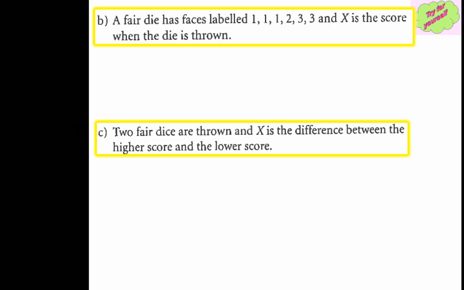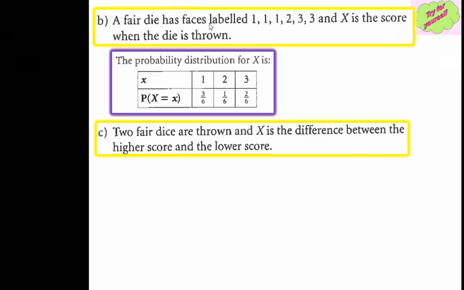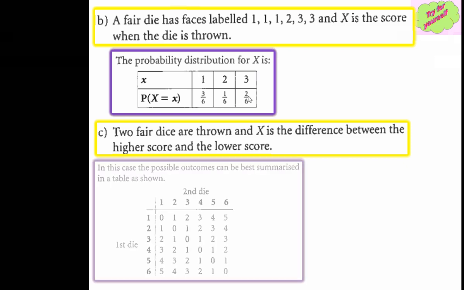A fair die has been labelled 1, 1, 1, 2, 3, 3, and x is the score when the dice is thrown. So make a table for that. What are all the outcomes that you could possibly get? You could only get a 1 or a 2 or a 3 according to this dice. So the probability of a 1 is 3 out of 6, the probability of a 2 is 1 out of 6, and the probability of a 3 is 2 out of 6, which really should be written as 1/3.